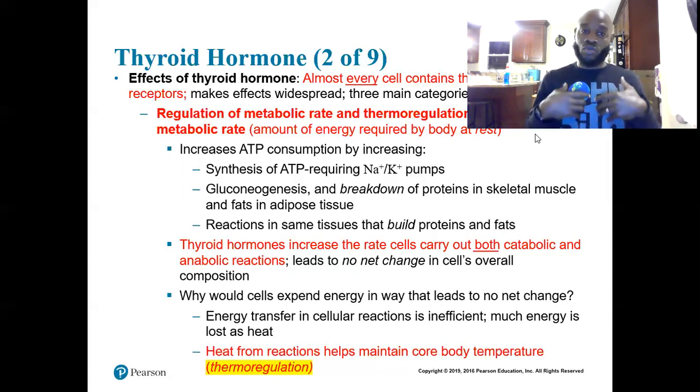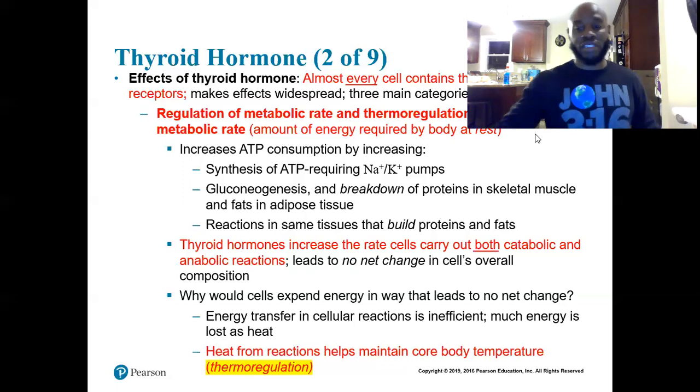So when the thyroid is active, it can help increase our body temperature, thermal regulation, increase your core temperature. If you're cold, it can warm you up by having more reactions happen in your body, and basically increase your metabolism, right? So more catabolic and anabolic reactions increase your metabolism.